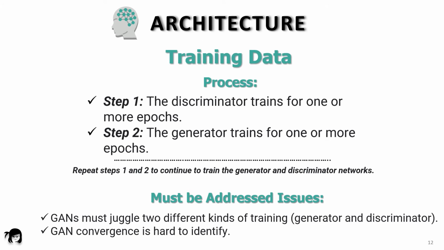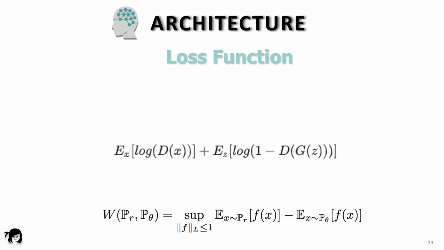Because a GAN contains two separately trained networks, its training algorithm must address two complications. The first one is that GANs must juggle two different kinds of training. The second one is that GAN convergence is hard to identify. GAN training proceeds in alternating periods. The discriminator trains for one or more epochs. The generator trains for one or more epochs. Repeat steps 1 and 2 to continue to train the generator and discriminator networks.